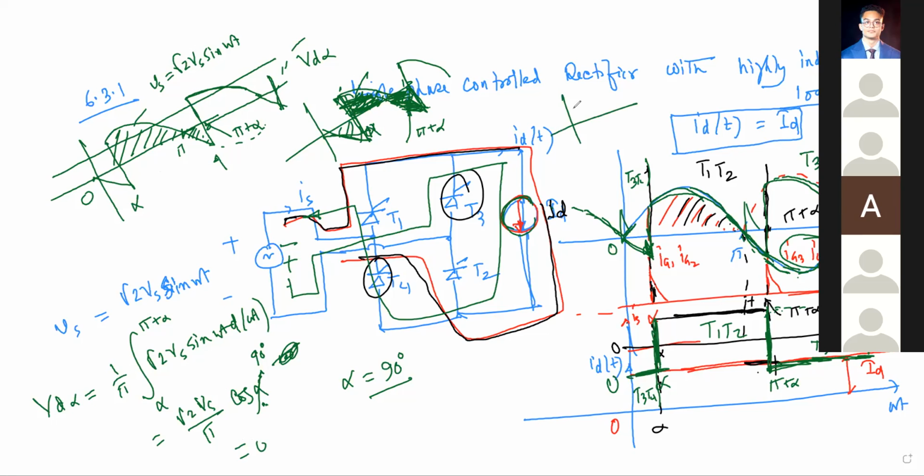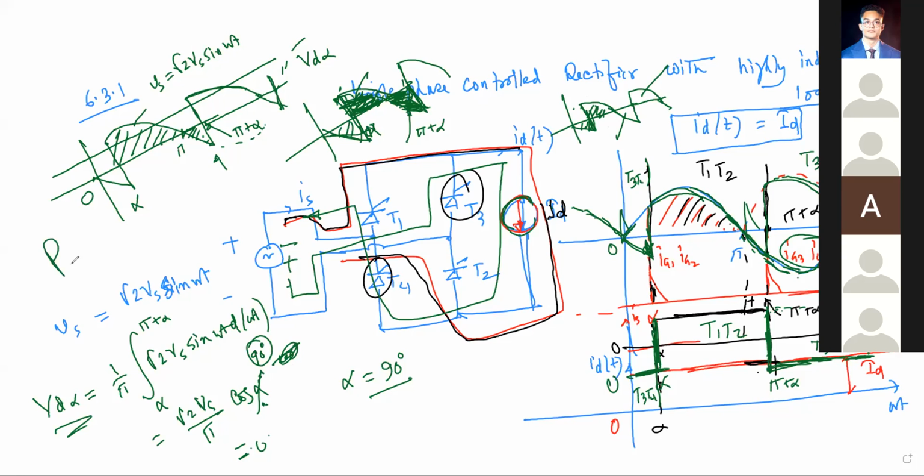Why are you confused? Suppose you are getting a waveform like this, and then like this. So this portion is equal to this portion, and also this portion is equal to this portion, so you will not get any average. And from the mathematics, it is also true. If you put alpha equal to 90 degrees, you see the voltage is 0. Now I want to make alpha more than 90 degrees. What will happen? Will your voltage be positive or negative? Negative, sir. Your voltage will be negative.